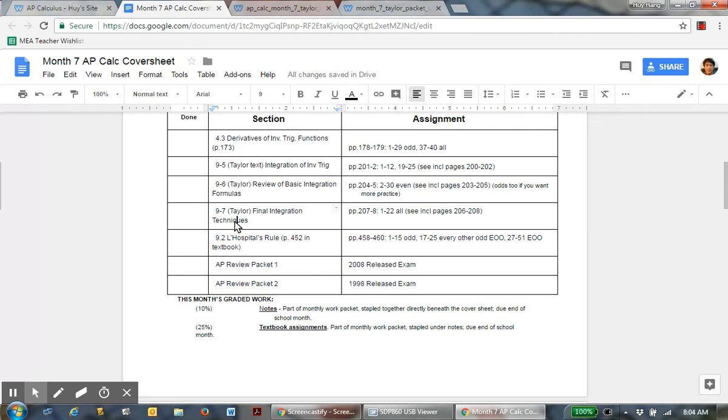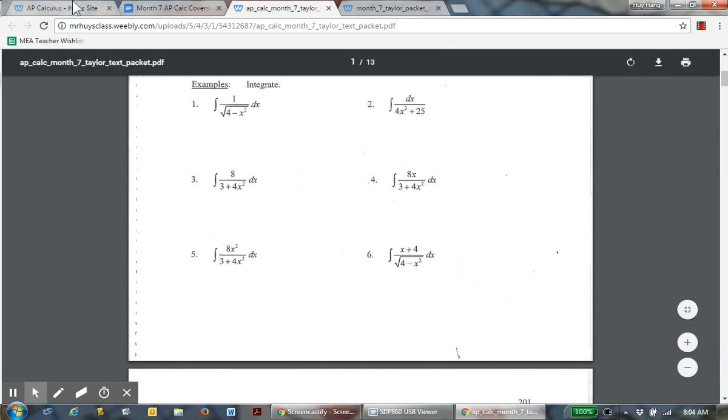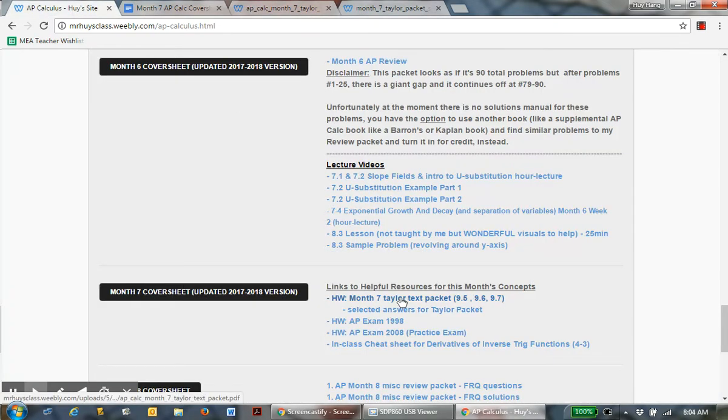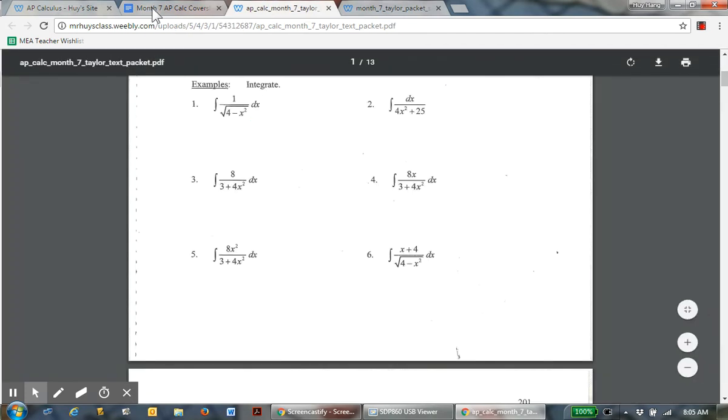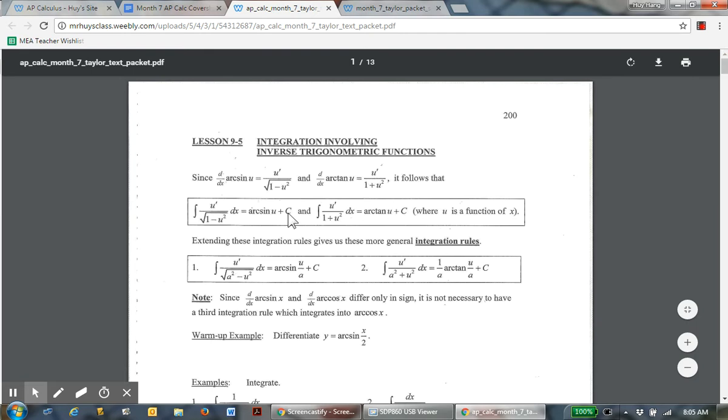9.5, 6, and 7 look like they're part of a different book. It says something about Taylor. All that is on the actual website, where you'll see the month 7 Taylor packet. This is outside of your book. It's sections 9.5, 9.6, 9.7. The page numbers, like page 201, or 204 or 207, won't align with your textbook because you're not supposed to use your textbook, okay? So I use this packet that I gave out, and this is what the packet looks like.